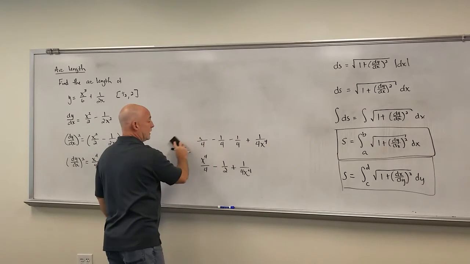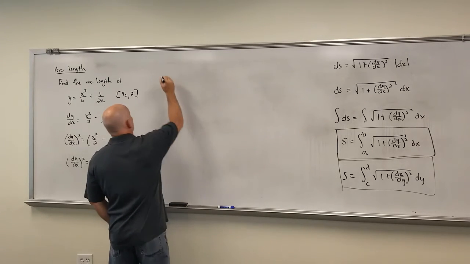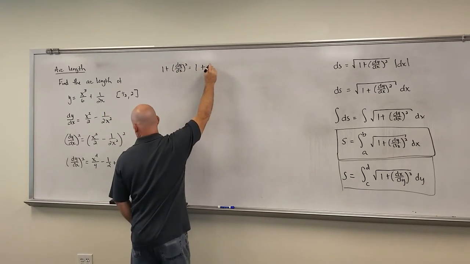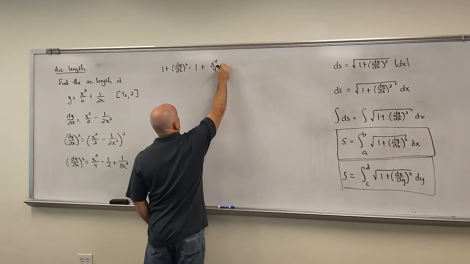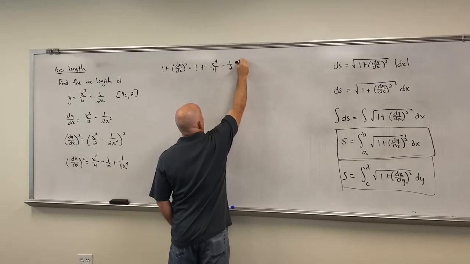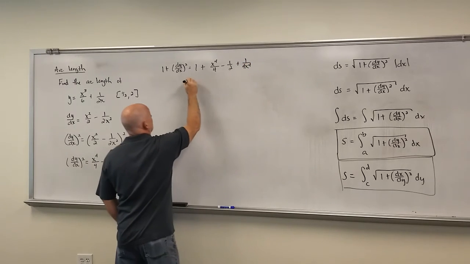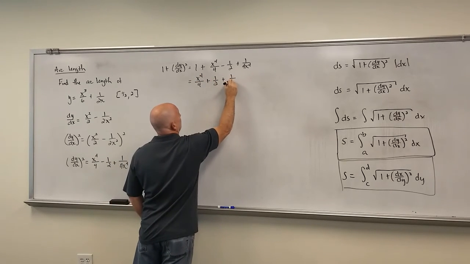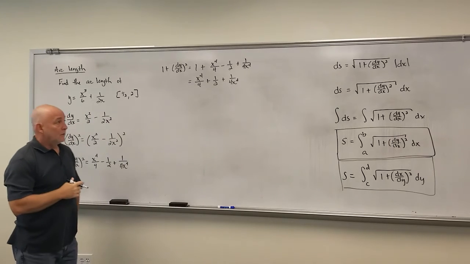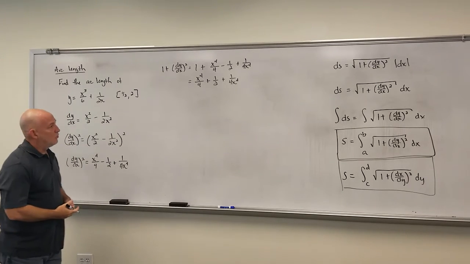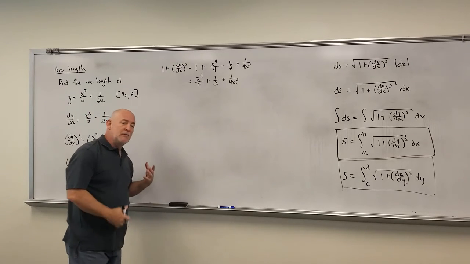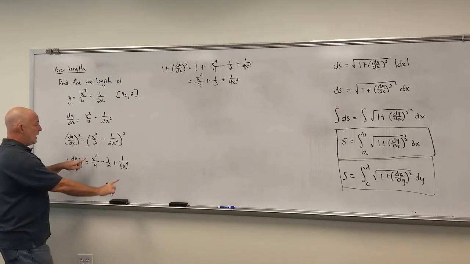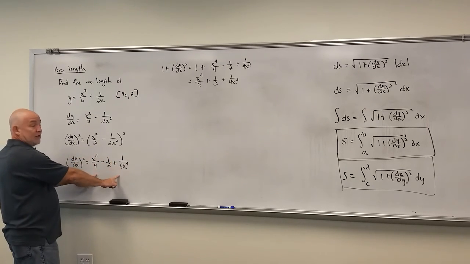So let's get our scratch work out of here. So 1 plus (dy/dx) squared would be 1 plus, what is it? It's x to the 4th over 4 minus 1/2 plus 1 over 4x to the 4th. So this ends up becoming x to the 4th over 4 plus 1/2 plus 1 over 4x to the 4th. Now here's where a couple of things can happen. If you factored out the greatest common factor, you might be able to see this a little bit easier. But I'm going to show you something that's fairly interesting. Watch. I know if I take this and distribute it out, I get this.